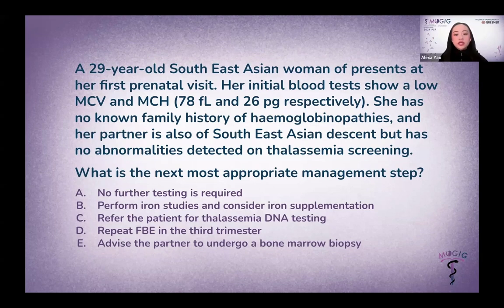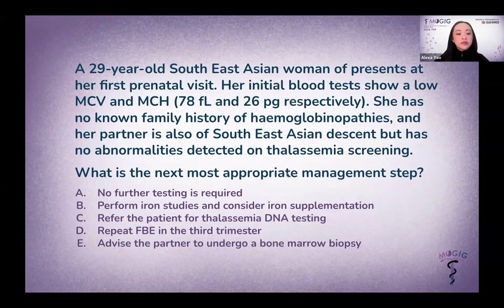What is the next appropriate step in managing this patient? Is it A, that no further testing is required? B, perform iron studies and consider iron supplementation? C, refer the patient for thalassemia DNA analysis? D, repeat full blood examination in the 3rd trimester? Or E, advise her partner to undergo a bone marrow biopsy?